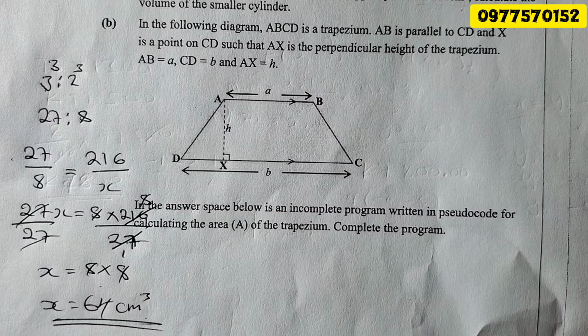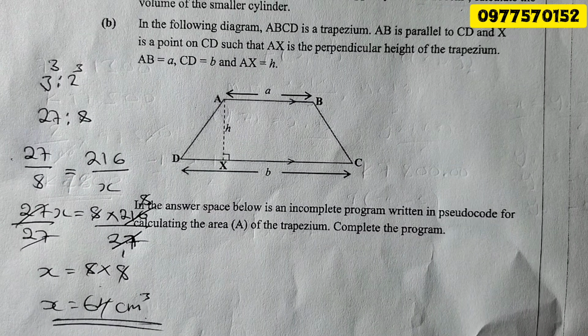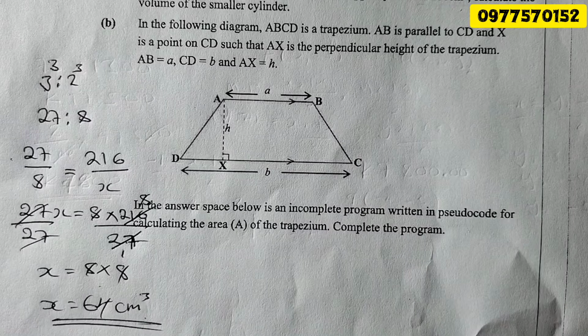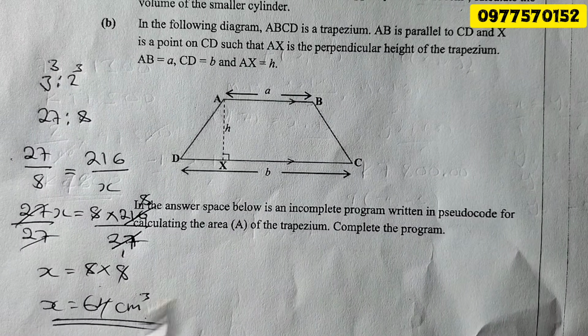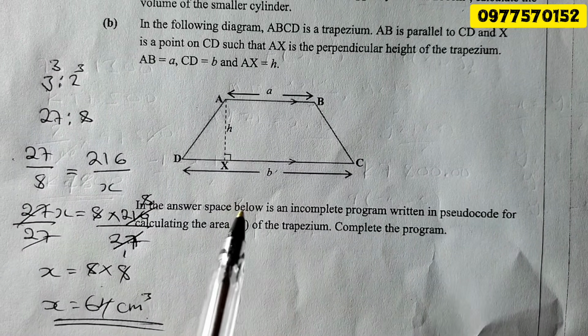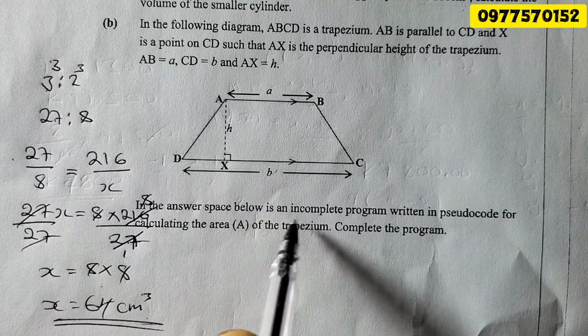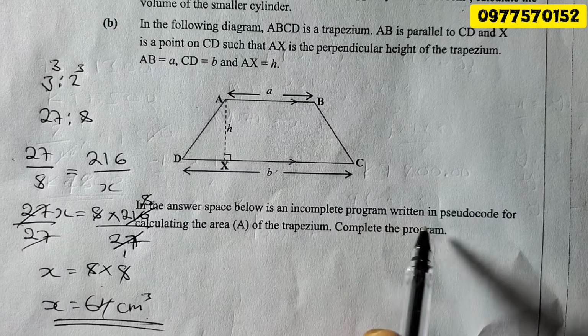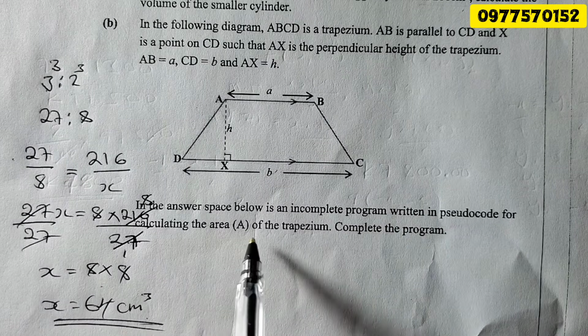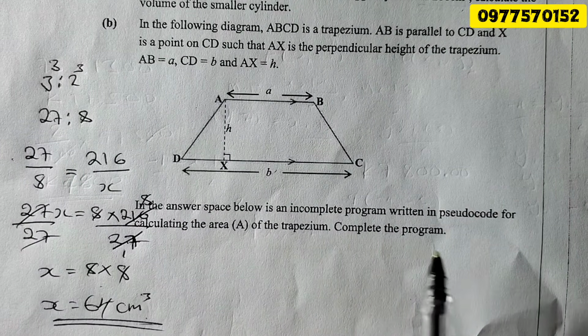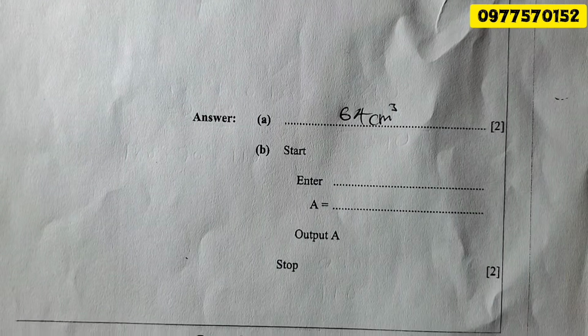Is saying in the following diagram, ABCD is the trapezium, AB parallel. Okay, so everything that is here. So when you look at this one closely, in the answer space provided below is an incomplete program written in pseudocode for calculating area of the trapezium. Complete the program. This is very simple.